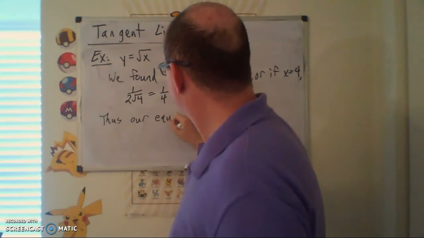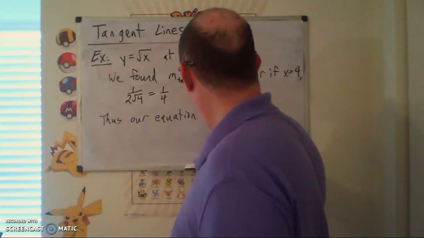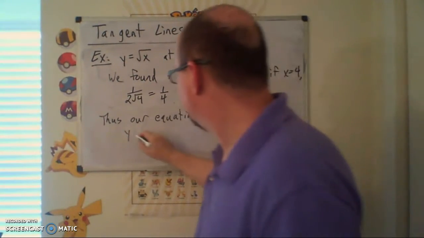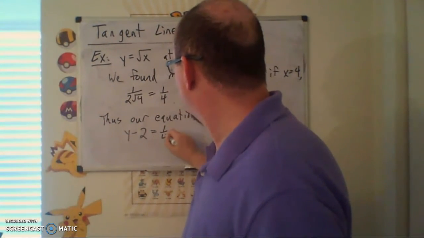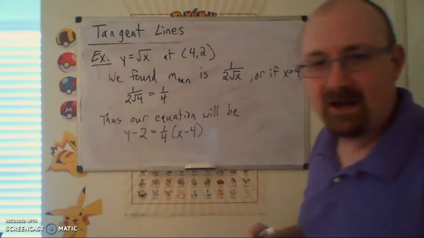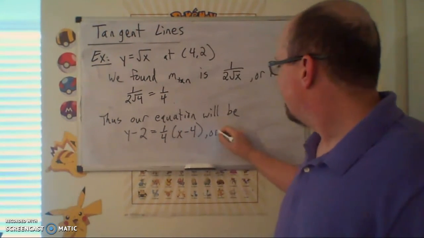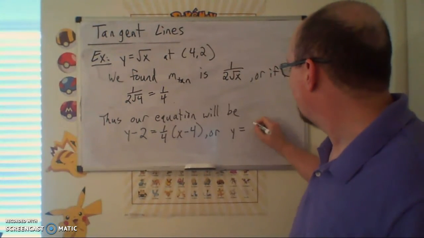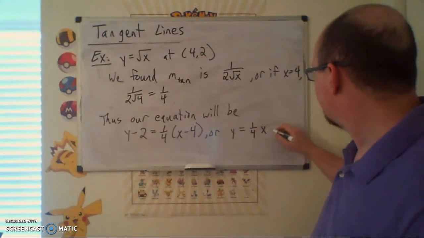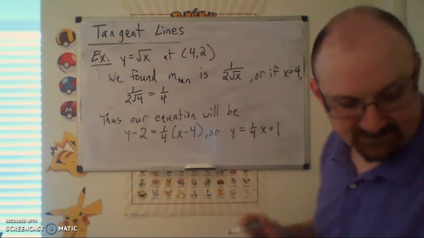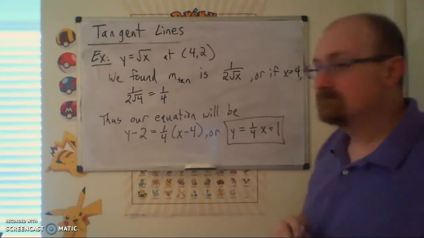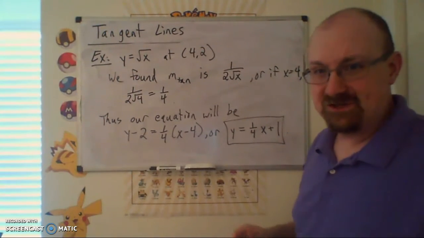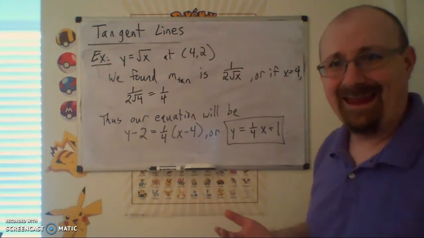So our equation, we have y minus our y coordinate. So y minus 2 equals 1/4 times x minus our x coordinate, x minus 4. And if you rearrange this into the classic slope-intercept form, you should end up getting y equals 1/4 x plus 1. So there you go. So that's an answer to the question of what would an equation for the tangent line be. I didn't quite want to leave that hanging.